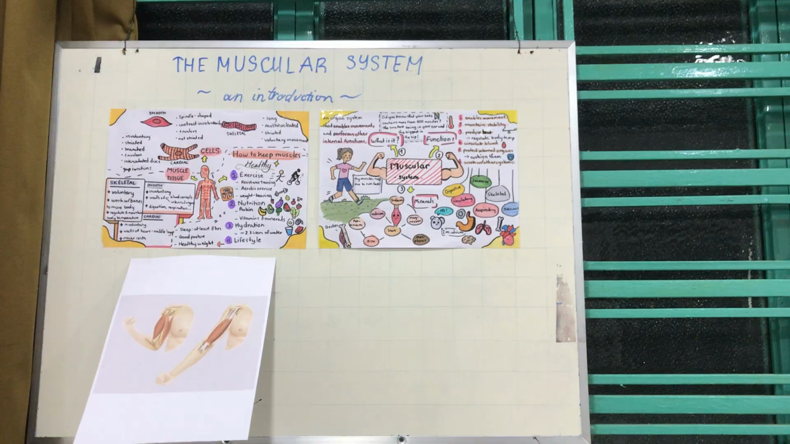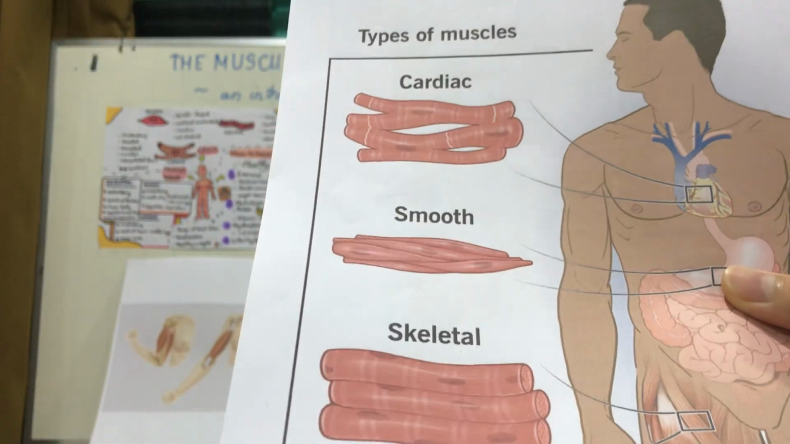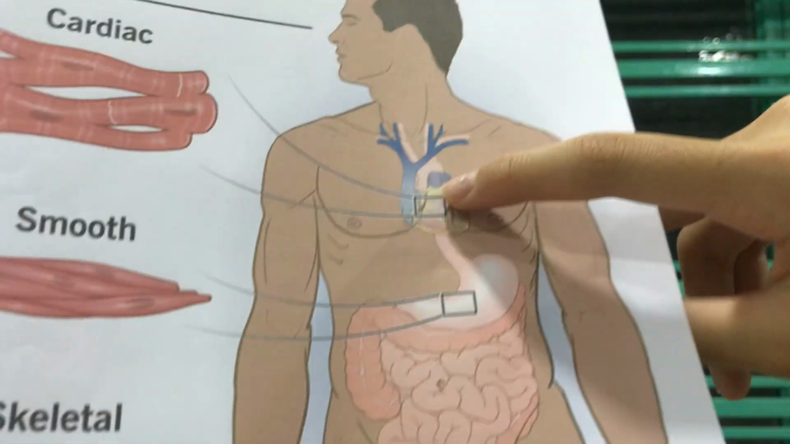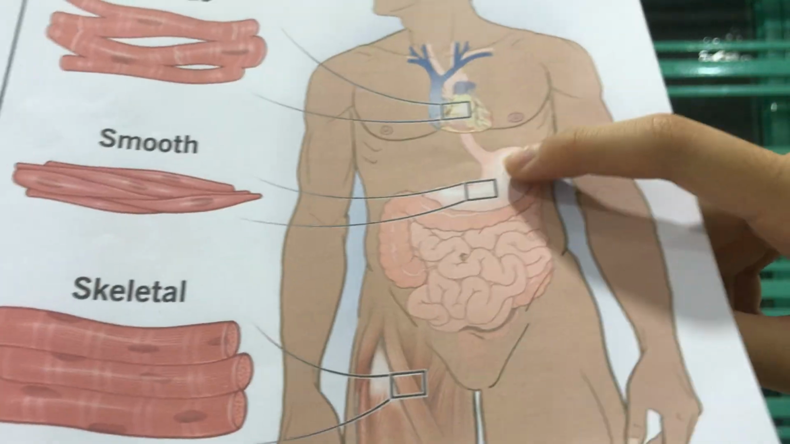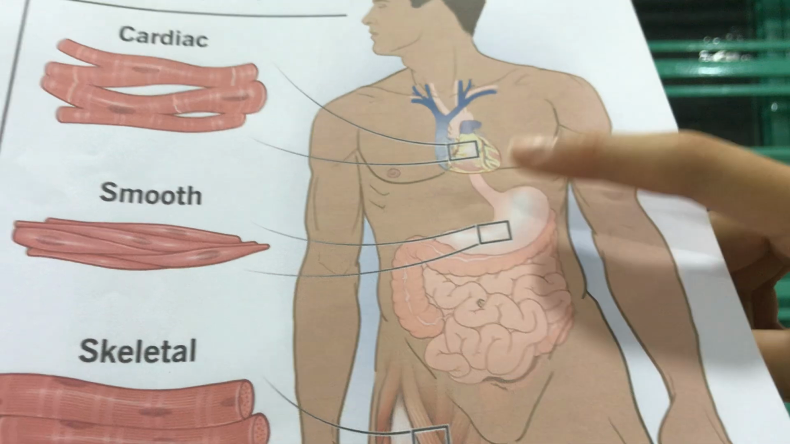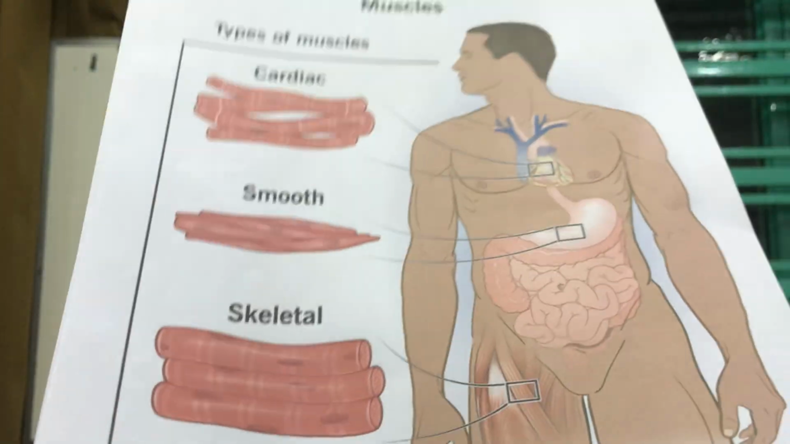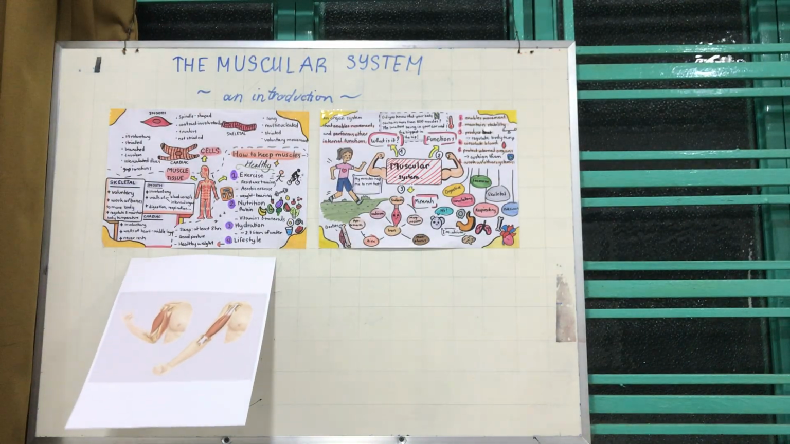There are also types of muscles. This is another illustration, as you can see here. The cardiac muscle lines the walls of the heart. The smooth muscle lines the walls of the stomach. And the skeletal muscle attaches to the bones of our skeleton.